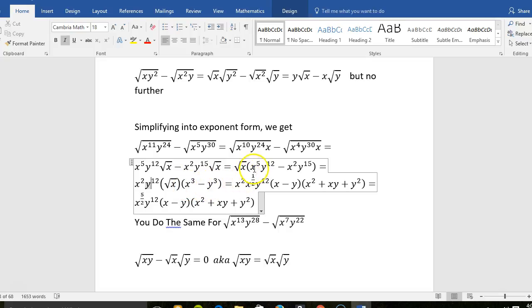Remember, I factored off x squared y to the 12th, so that's going to subtract 2 off of my x exponents and 12 off of my y exponents. So x to the 5th turns into x cubed, and y to the 12th disappears. There's nothing left.